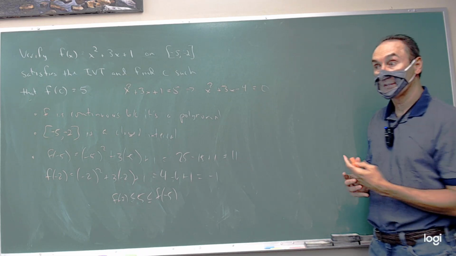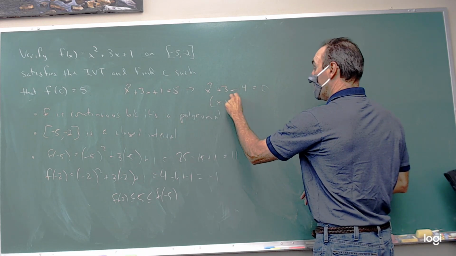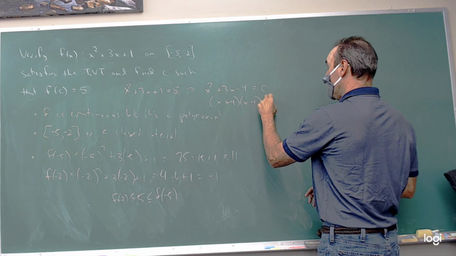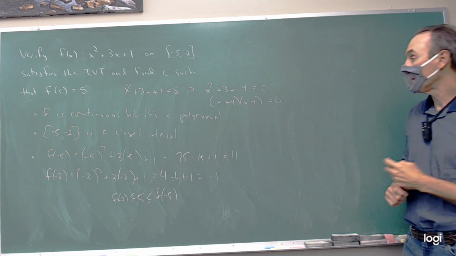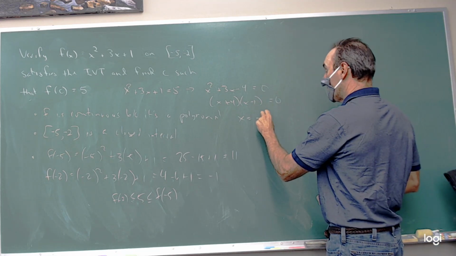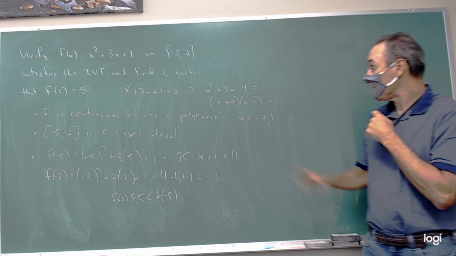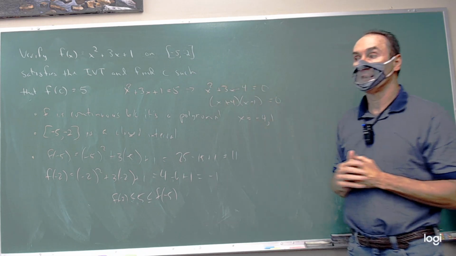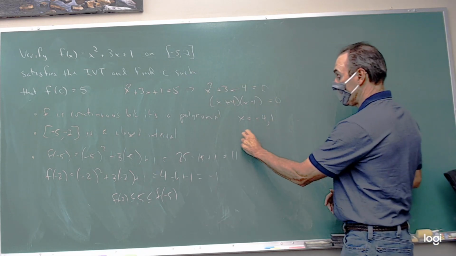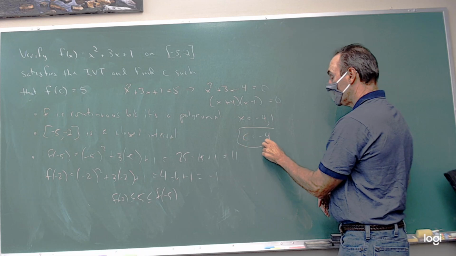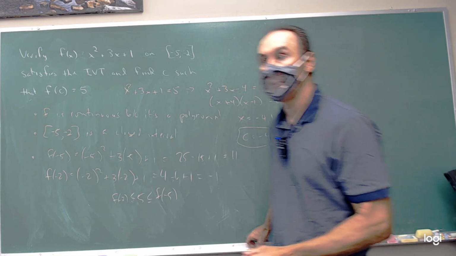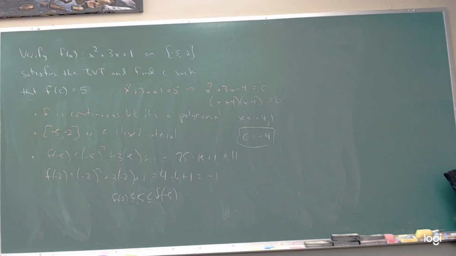And we can factor that. That's going to factor into, I think, (x plus 4)(x minus 1). So it looks like we can get both -4 and +1. But the 1 isn't on the interval, but the -4 is. So our value of c is going to be -4.